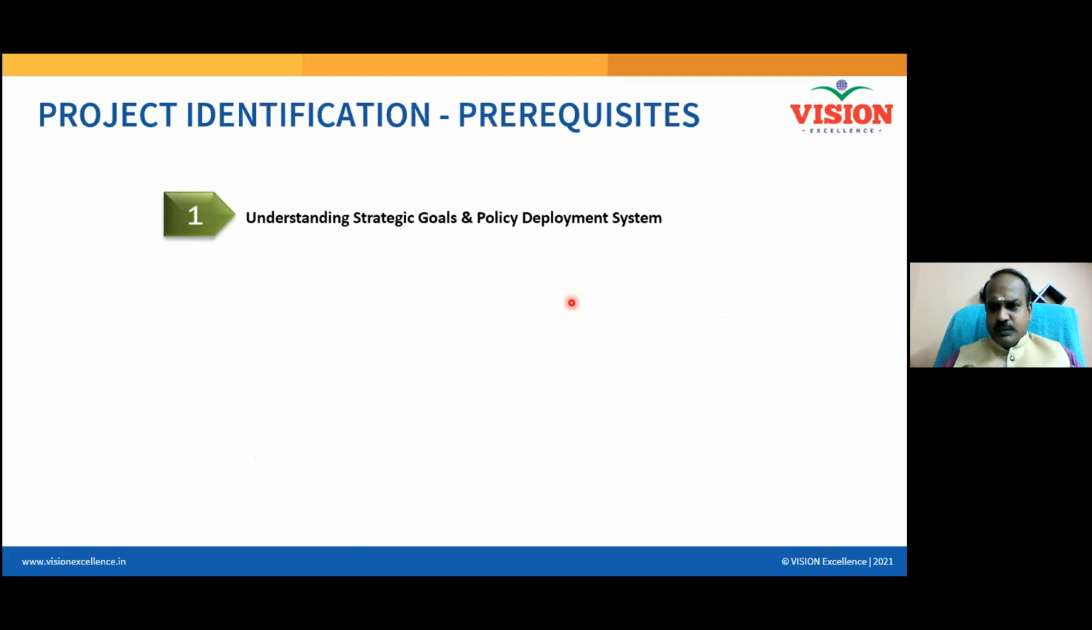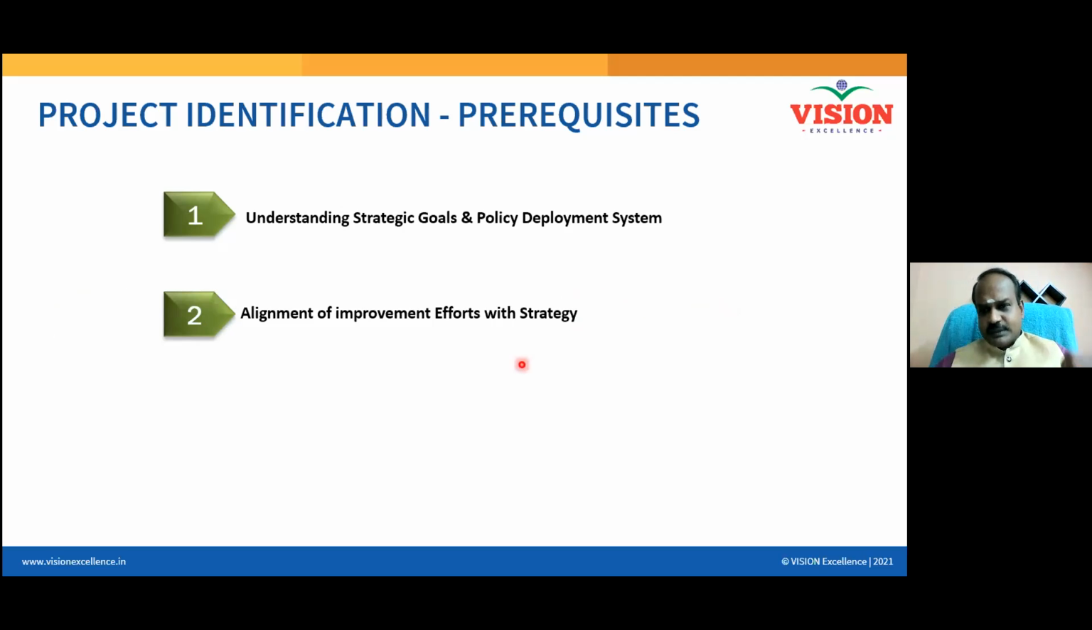So generally, if you are part of the team who is going to identify the project for Six Sigma, first of all, you must have a clear understanding of the strategic goals and the policy deployment system in your company. What are the strategic goals, and what does your company currently want to achieve? We call it the strategic goal, and how they achieve it is called the policy deployment system. And then you should also be able to align the improvement efforts with the strategy. Any project you do should properly align with the strategy of your company.